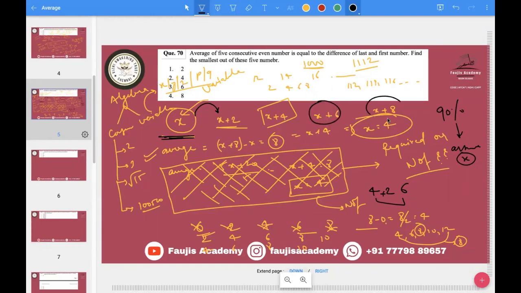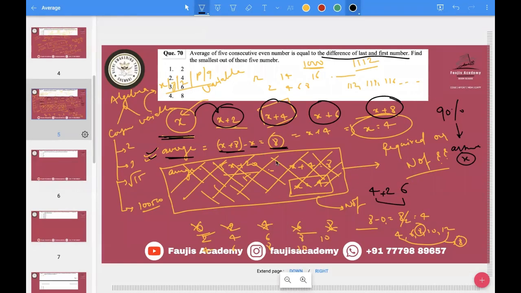All these 5 numbers are your 5 consecutive numbers, isn't it, Harishri? Then they are saying the average of this is the difference of the last and the first number. This is the last number and this is the first number. What is the difference, x plus 8 minus x? It's 8.